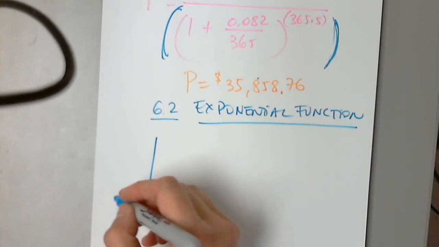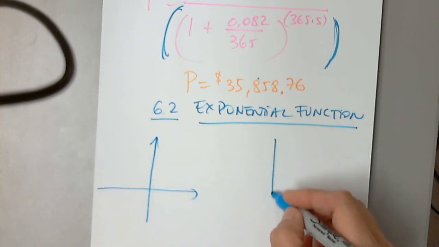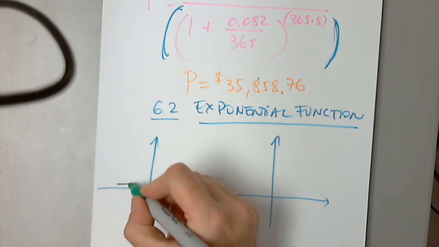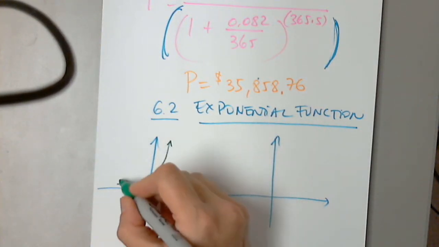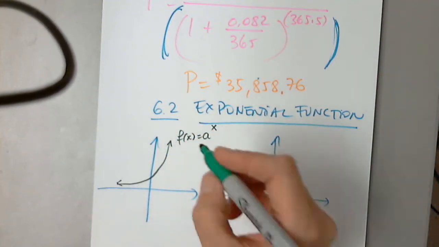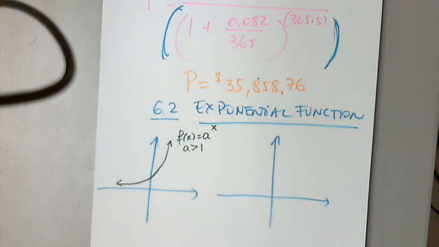There are two different situations, like two different situations for quadratic functions, and two different situations with cubic functions. Same thing here. One of them is when the base is greater than 1 and the function is increasing. So this is f of x equals a to the x, where a is a number greater than 1.